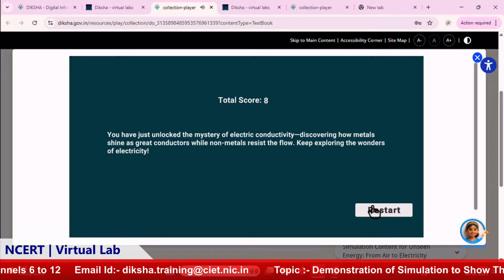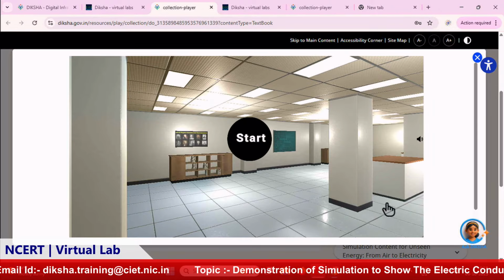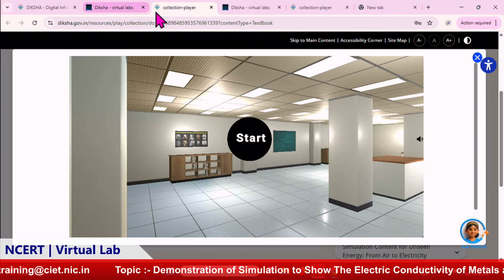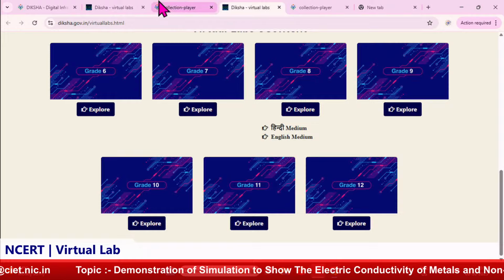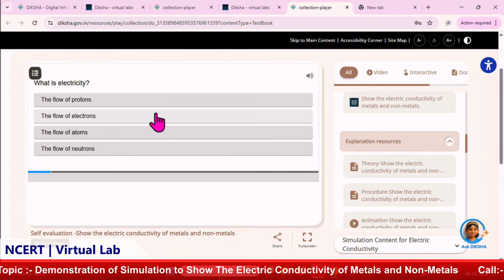Okay, so restart. If the student wants to restart it, they can go from over here. So this is the simulation part, they can repeat this experiment again if they wish to do it. So in this way they have understood how to do this experiment.